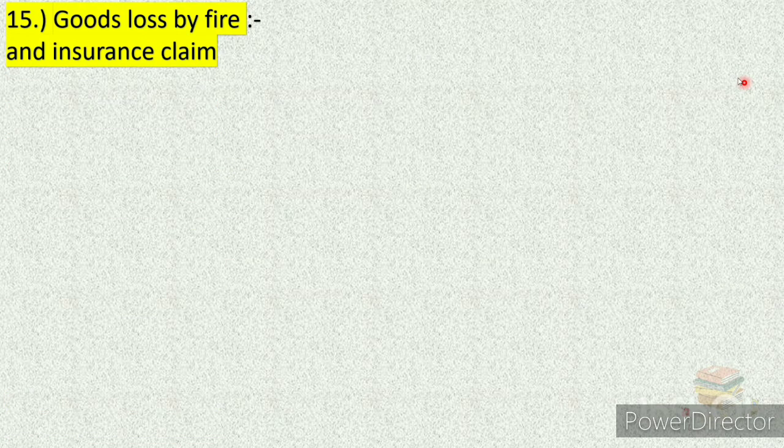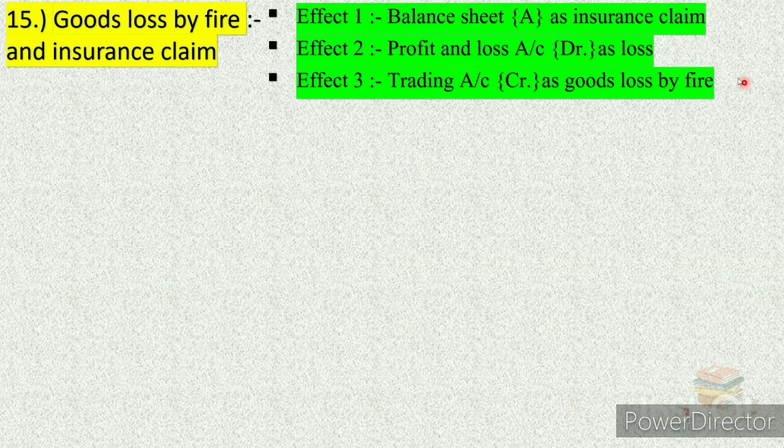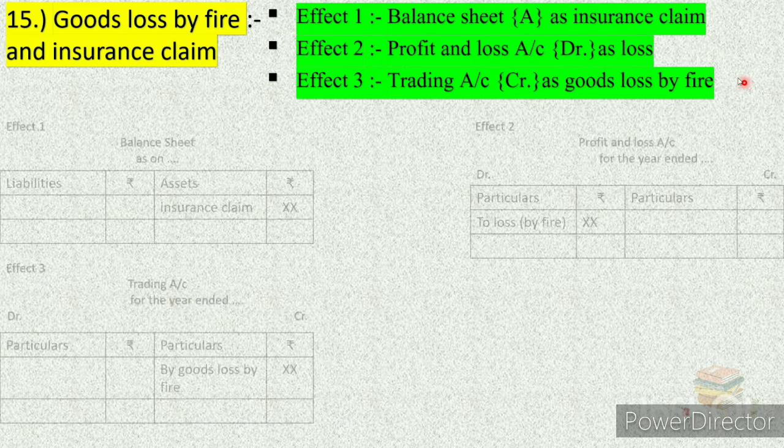Further moving on, 15th adjustment, that is goods lost by fire and insurance claim. Very important because it may have three effects. So first effect is in balance sheet asset side as insurance claim. Second effect is in profit and loss account as loss in debit side. Third effect is in trading account in credit side as goods lost by fire. So let's view it in tabular form.